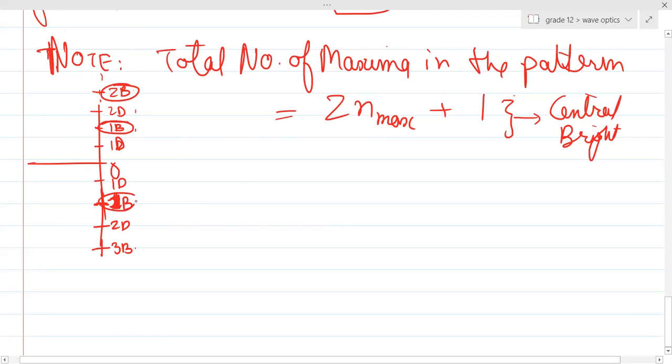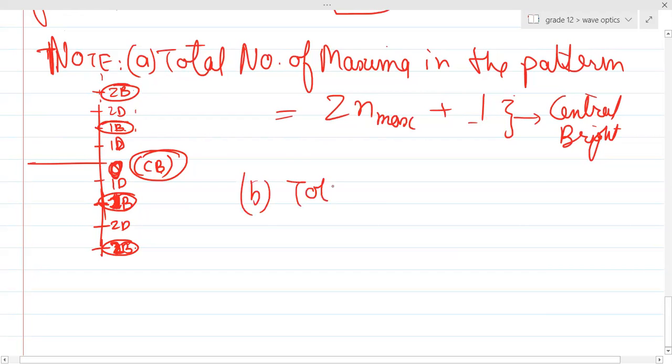The same will go on downwards as well. So can you see? That is why I did twice. And here at point O, there is another central bright as well. That's why I added a plus one. So if someone asks what is the total number of maxima found in the pattern, you will say it is twice n max plus 1.